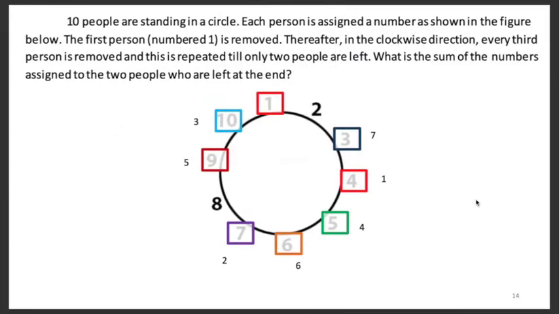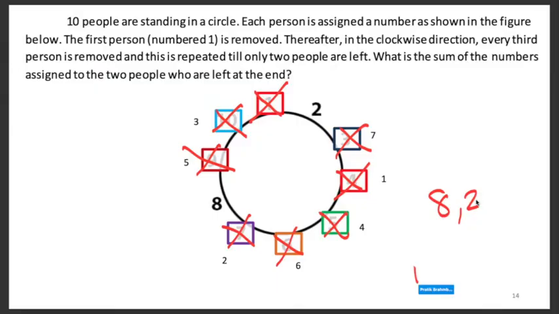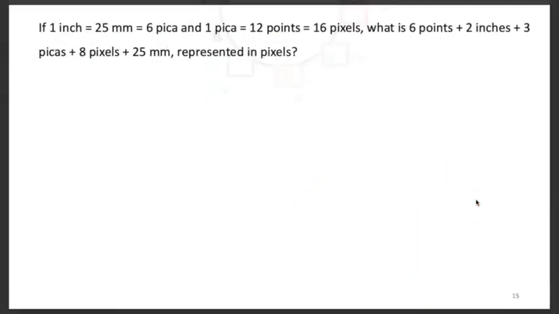So in this case, this is how the numbers will get eliminated. First 1, then this, then this, then this number. After that, this number, then this, then this. The numbers left after crossing each of those will be 8 and 2. So the addition of that will be 10, which is the right answer. We'll move to the next one.